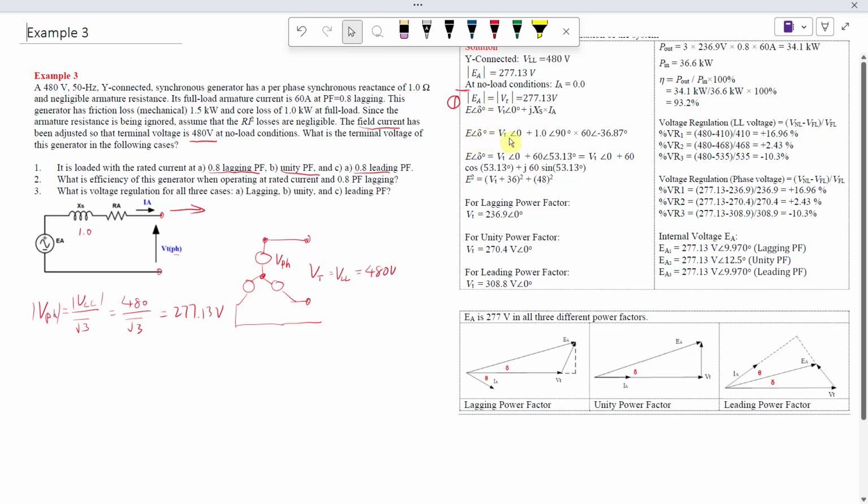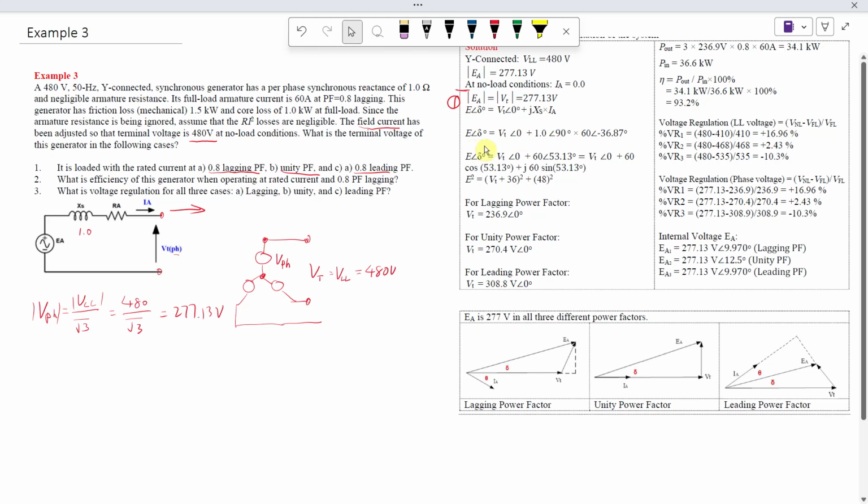All right, so we write like that. EA equals VT. We usually give a reference to this terminal voltage or phase voltage here, 0 degrees, plus j times 1 times 60 at an angle of negative 36.87 degrees, and that's the current. We did this several times. The 60 is from here, 60 amp, and this negative 36 comes from the power factor, the arc cosine of 0.8, is this amount.